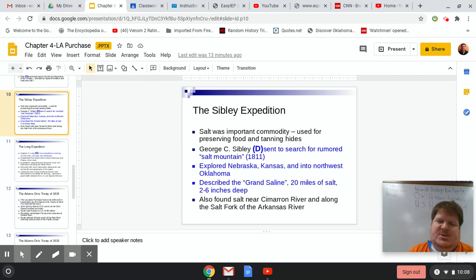Also found salt near the Cimarron River and along the Salt Fork of the Arkansas River. So the Sylvia Expedition was pretty successful in its ability to explore things. The main thing is that Jefferson really wanted to know more about the salt mountains in this area and the plains in this region as well. But we do see that the Great Salt Plains was known to the Osage in this area.